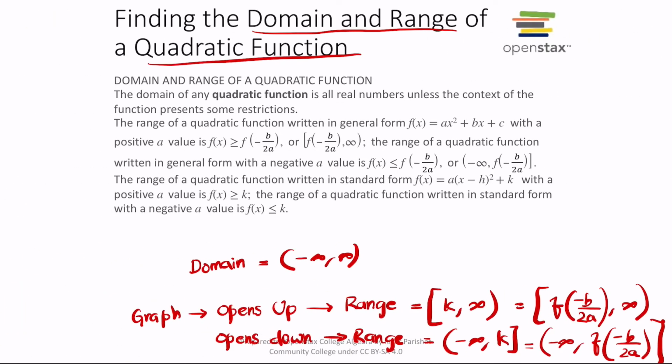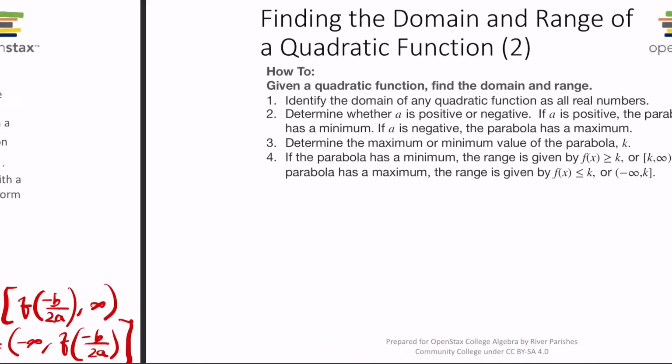How do you know if it opens up or opens downward? It depends on the a value. If a is greater than 0, we can think that it opens upward. If a is less than 0, it opens downward. So this is how we can determine range based on the a value.